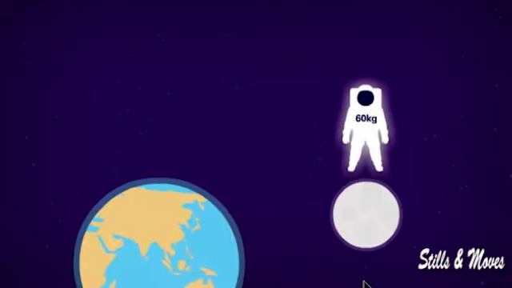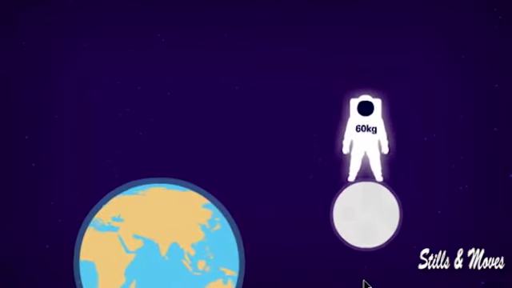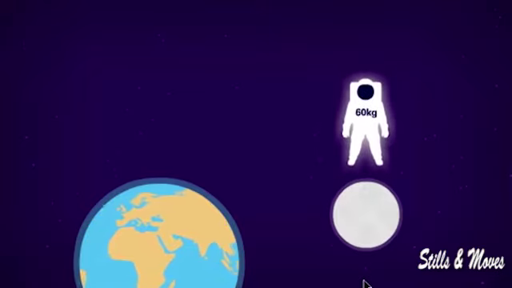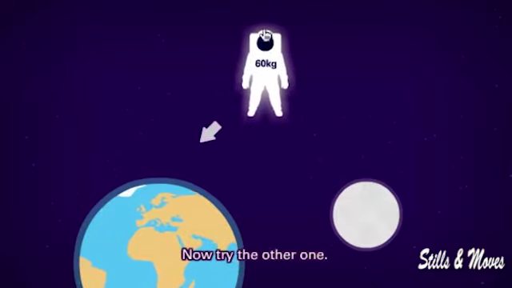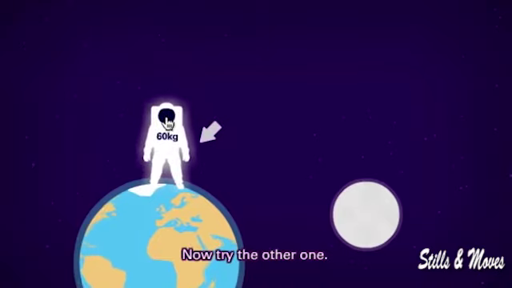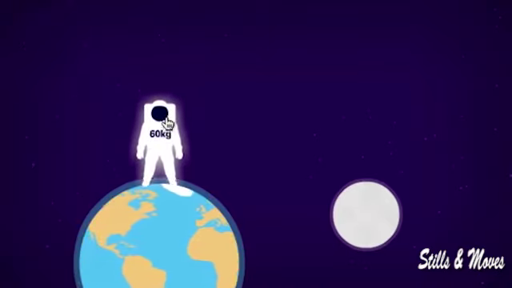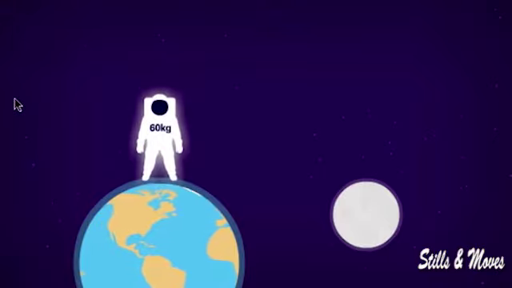On the moon, the 60-kilogram astronaut weighs a mere 100 newtons, about as much as a small dog weighs on Earth. Now try the other one. On Earth, our 60-kilogram astronaut has a weight of 600 newtons.